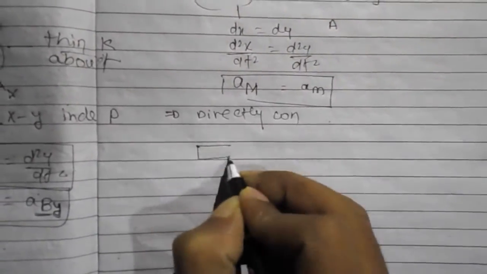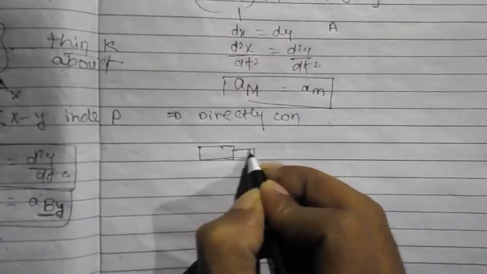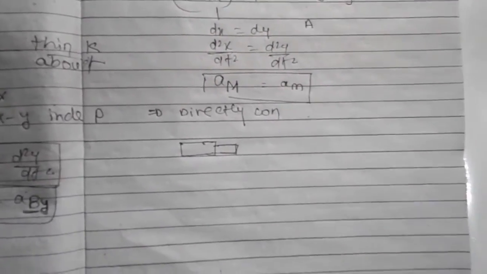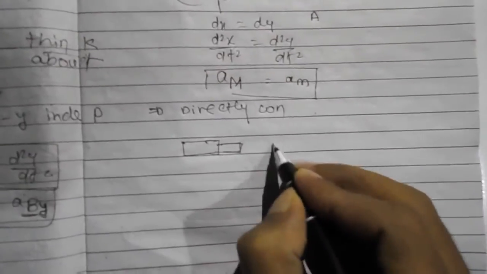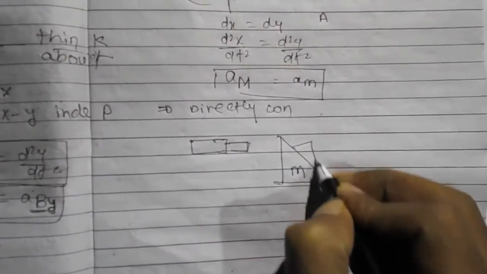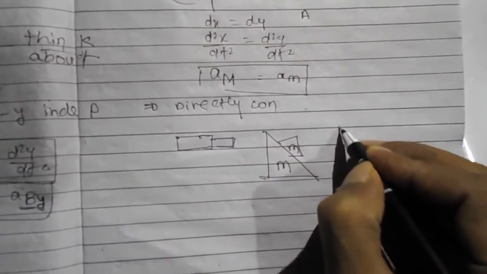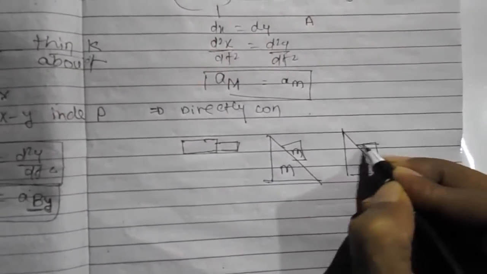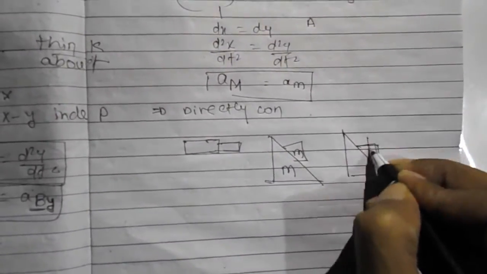Like this manner, this is a block, this is a block. And we will not talk about the spring here. Or bodies connected in this manner, like this is a block of mass M and this is a block of mass M. So here they are directly connected. There are so many possibilities here: this is a block, this, and here this. So they are directly connected.